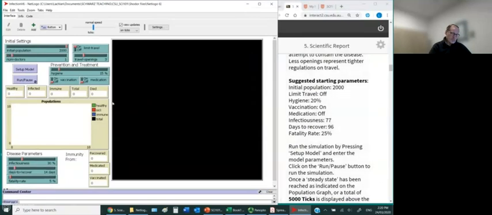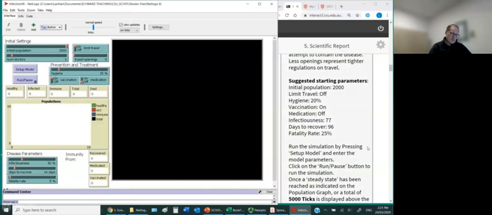Medication I'm going to have off, so we're not giving any medication. So vaccination on, medication off. Travel openings, I want no travel openings to start with. Of course, you may wish to see what a travel opening does for the spread of disease. I think that's probably something really interesting to see based on our current situation with COVID-19.